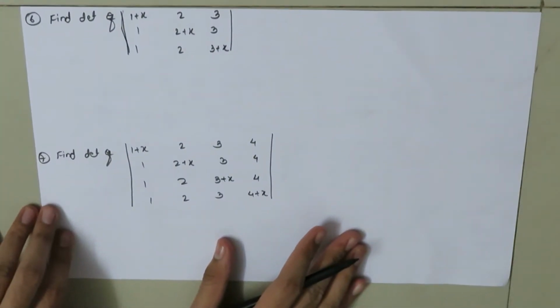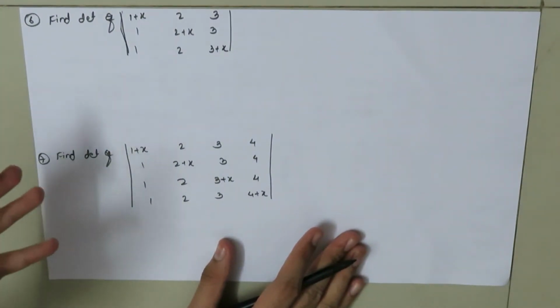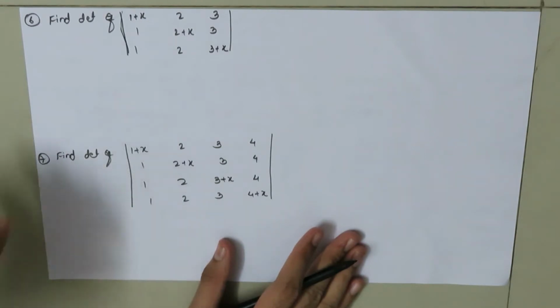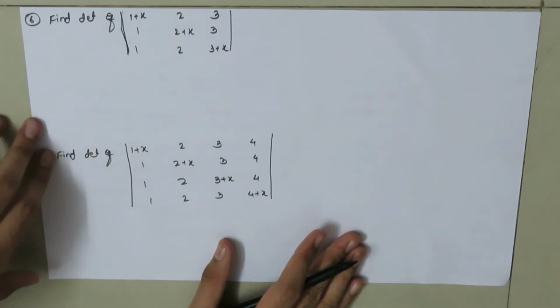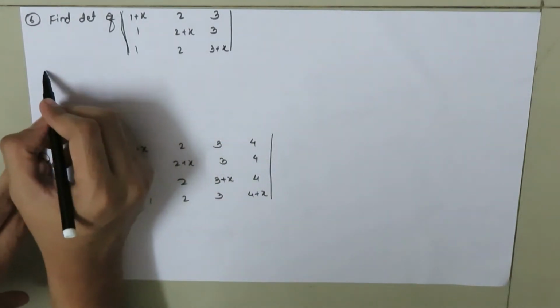So in this way we can find the determinant of any matrix which has 4 rows or 4 columns or 6 rows or 6 columns in a short span of time. So let's solve this one.